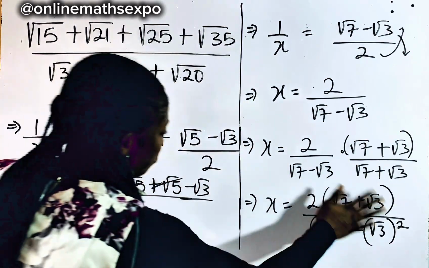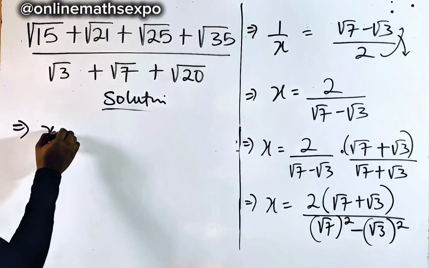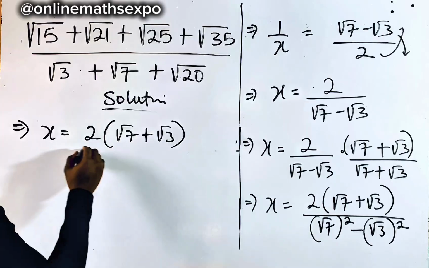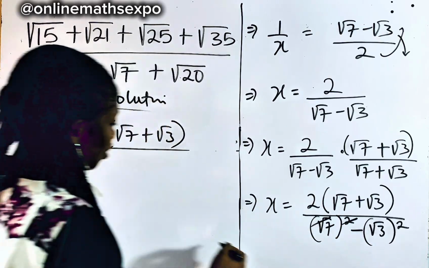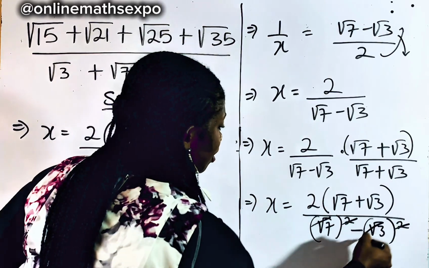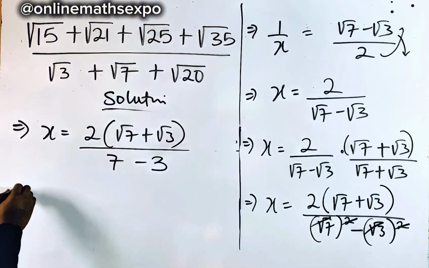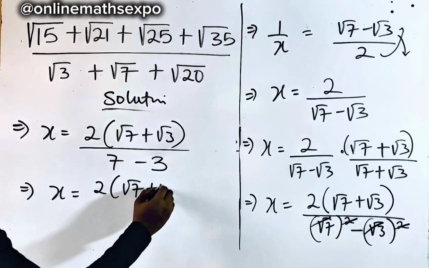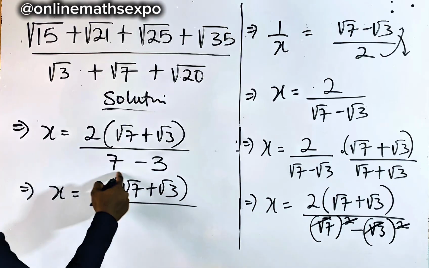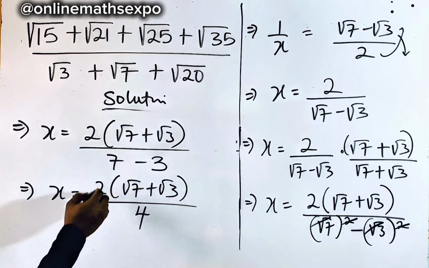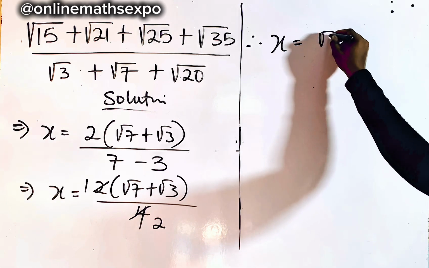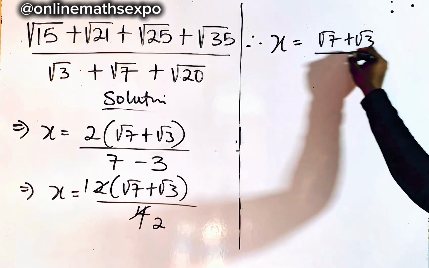So let's simplify finally to have x is equal to 2 into root 7 plus root 3 divided by, this takes off, so we have 7. This takes off this, we have minus 3. And that gives us x is equal to 2 into root 7 plus root 3 is divided, subtract this, you have 4. Now you see that this cancels 1, this will give us 2. So we are going to now have x is equal to root 7 plus root 3 divided by 2.